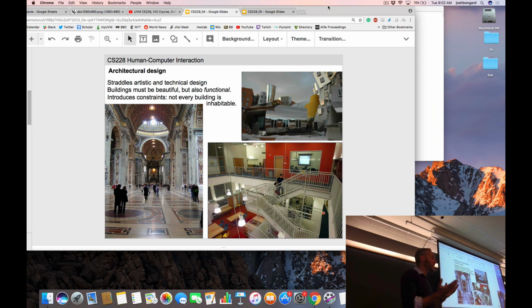But clearly you can see, if you contrast these two buildings, that there's certain constraints that architects have to meet. What are those constraints?